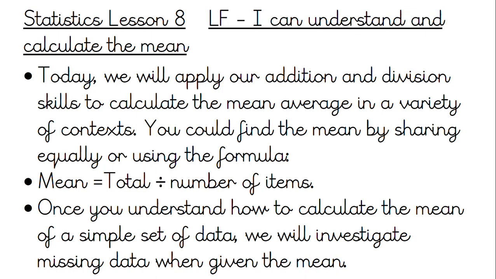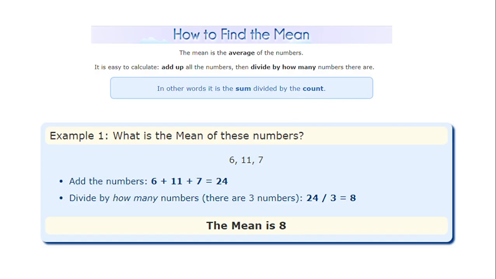Once you understand how to calculate the mean of a simple set of data, you'll investigate missing data when you've been given the mean, so you've got to work backwards. So how to find the mean? The mean is the average of the numbers. It is easy to calculate. You add up all the numbers and then divide by how many numbers there are to start with. In other words, it is the sum divided by the count, if you like.